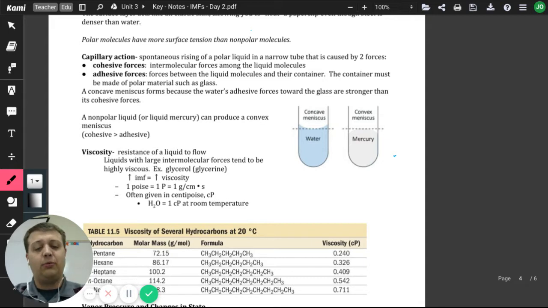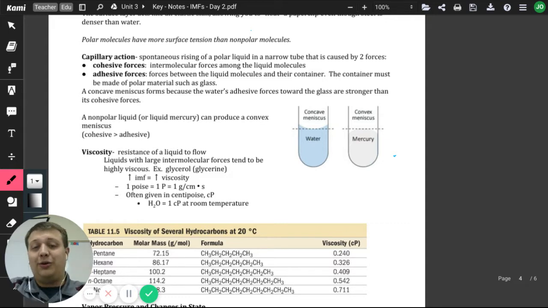An example of that would be something like glycerin or glycerol. And so what is glycerin or glycerol? It's a lot of times what's in something like soap. It's kind of what helps keep those suds together when you're soaping dishes or something like that.